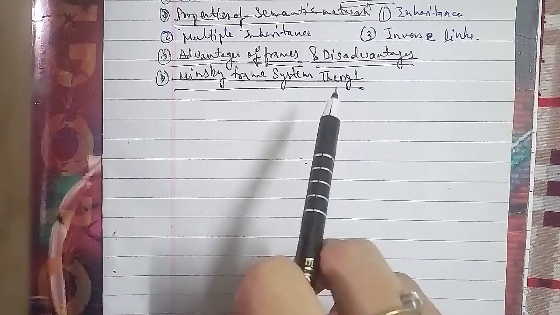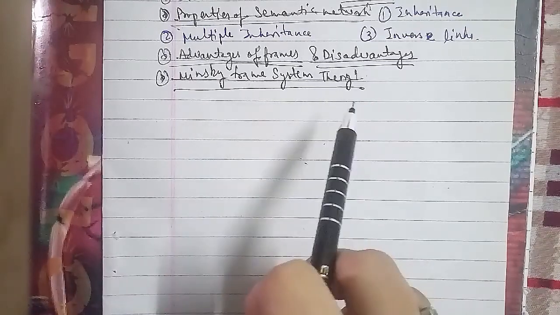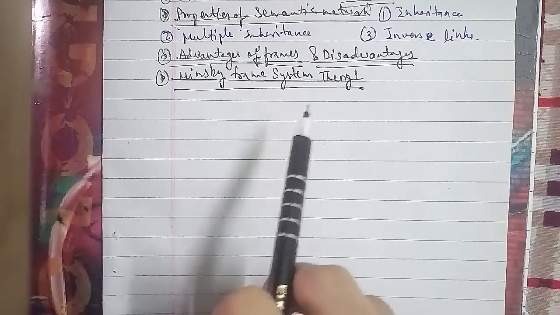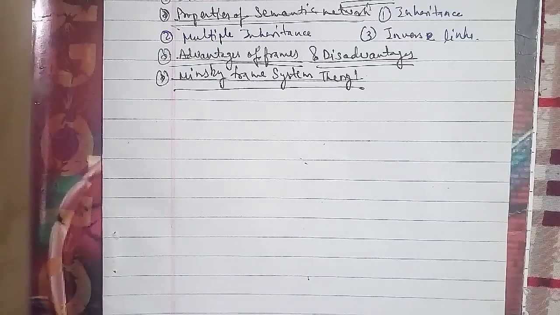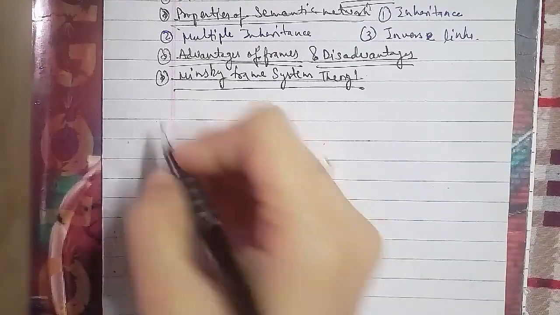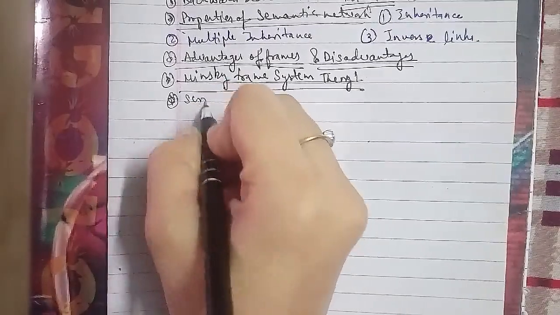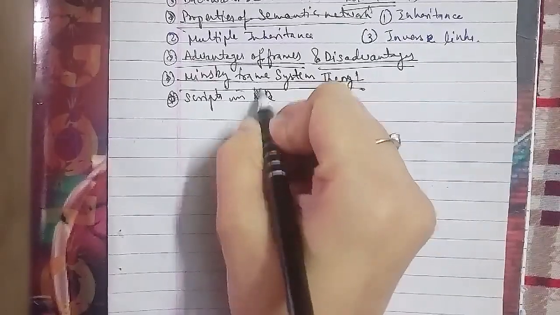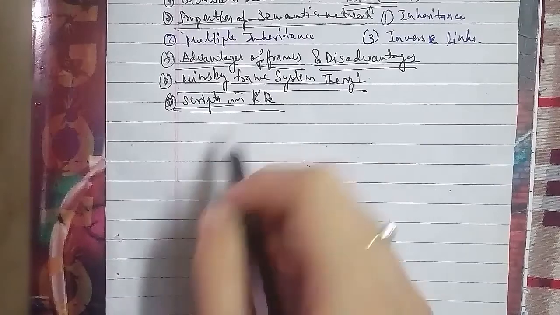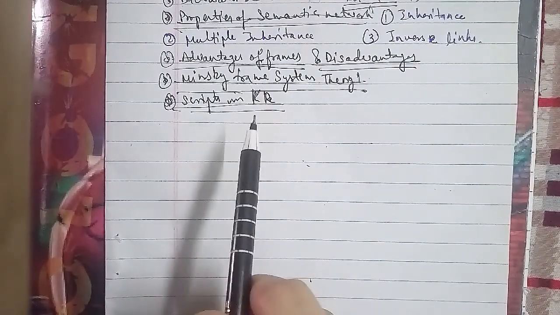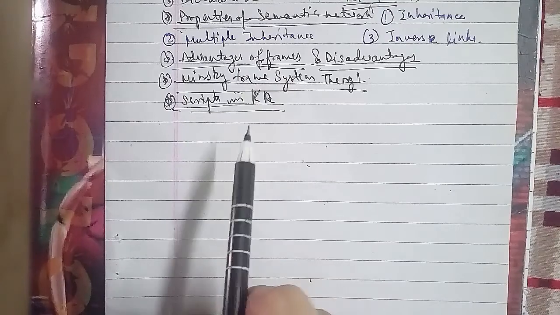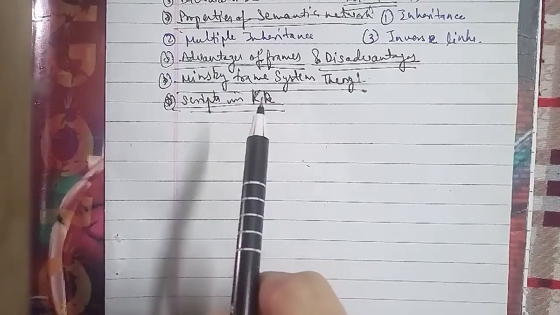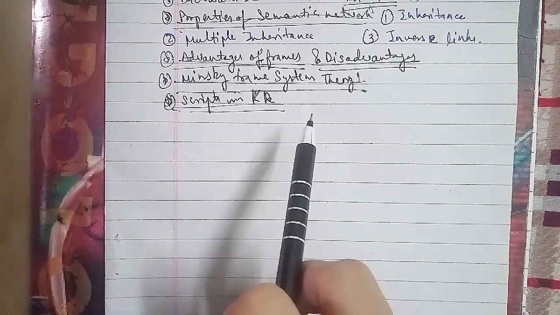I will go ahead with another one, that is, we have to discuss scripts in knowledge representation. A script is defined as a knowledge representation structure used for describing a stereotyped sequence of actions. It consists of a set of slots, and each slot is associated with information about the slot. The script tells people what can happen in a situation, what events follow, and what role every actor plays here.